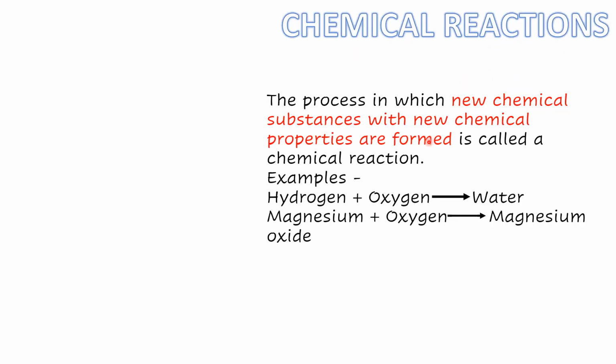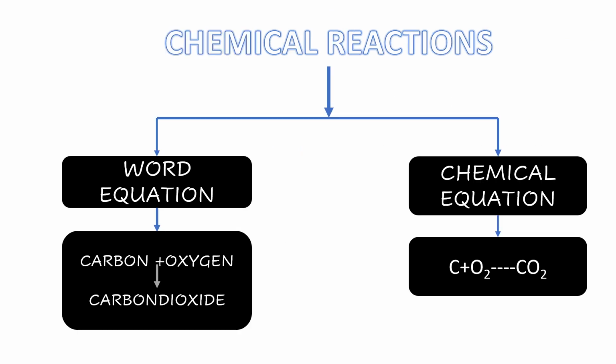Chemical reactions. Now, what are these reactions? These reactions give new chemical properties after a new substance forms, like when hydrogen and oxygen combine, a whole molecule, water, is formed. Similarly, when magnesium and oxygen react, magnesium oxide, a white color powder, is formed. Water in liquid state.